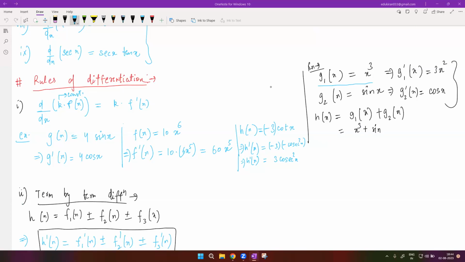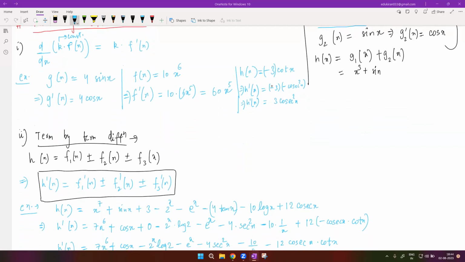First rule was if a constant is being multiplied or divided with a function, then you take that constant out and you differentiate just simply the function. I have also showed you some examples for all of these. Then second was term by term differentiation. If there are two or more than two terms being added or subtracted with each other, and we want to differentiate the whole expression, then we just simply differentiate each term and put the sign as usual given in the question, right?